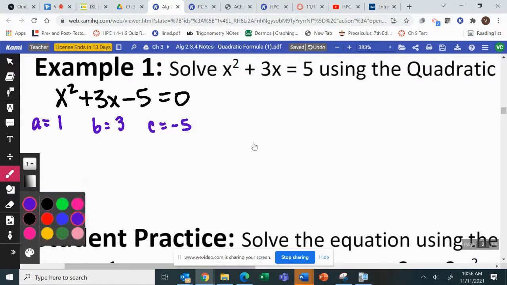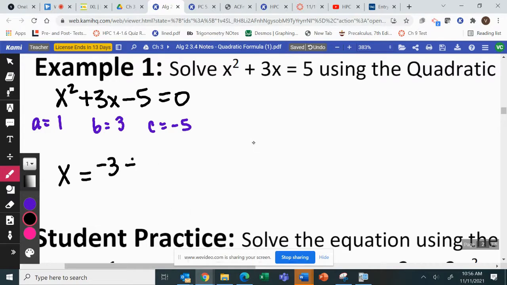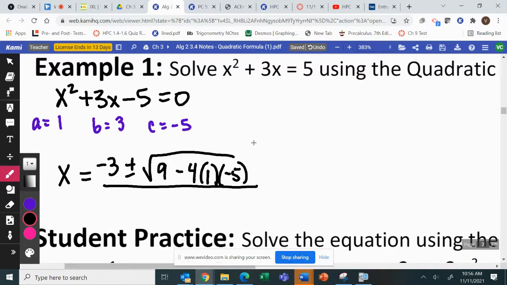All right, so we're going to do our quadratic formula. X equals opposite B. So right now B is 3. What's opposite of B? Negative 3 plus or minus square root. Now we do B squared. What's B squared? 9 minus 4AC all over 2A.